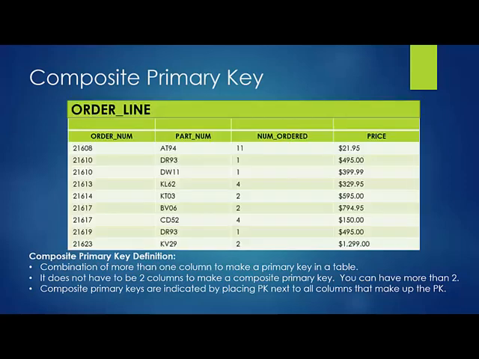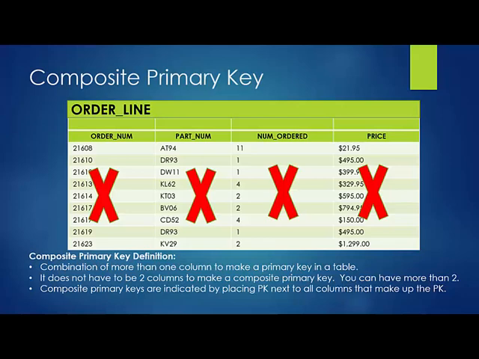Let's examine the order line table to see which column or columns make sense for the primary key. Let's start with price. Price does not make sense because two orders can have the same price. Num ordered, part number, and order num all have repeating data, so they don't make sense by themselves. Let's see if we can figure out what this table is being used for so we can make a better determination of which columns make sense for the composite primary key. The table looks like each row represents the order number and which part and quantity and price of the part is being ordered.